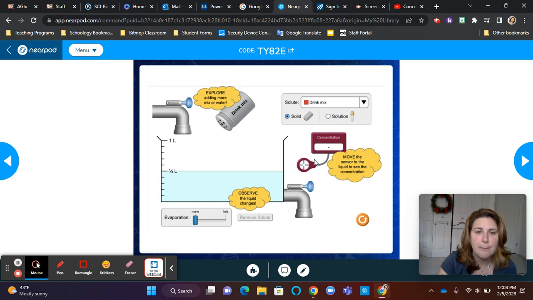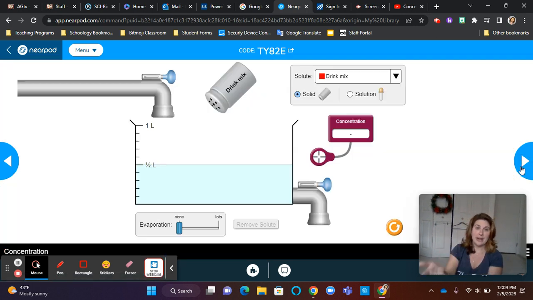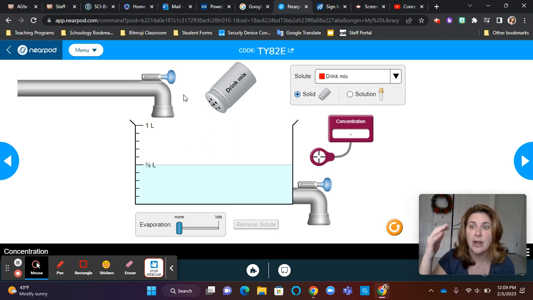There are all these different parts in the activity. You have the water up here. You have the different solute you're adding, and you can change that. You have the water coming out down here. You could change the evaporation. The key part is you always need to use the sensor. So I'm going to model this simulator for you, and then once you're comfortable, you're going to move on and do it yourself. You're going to measure and observe and be ready to answer questions about it.